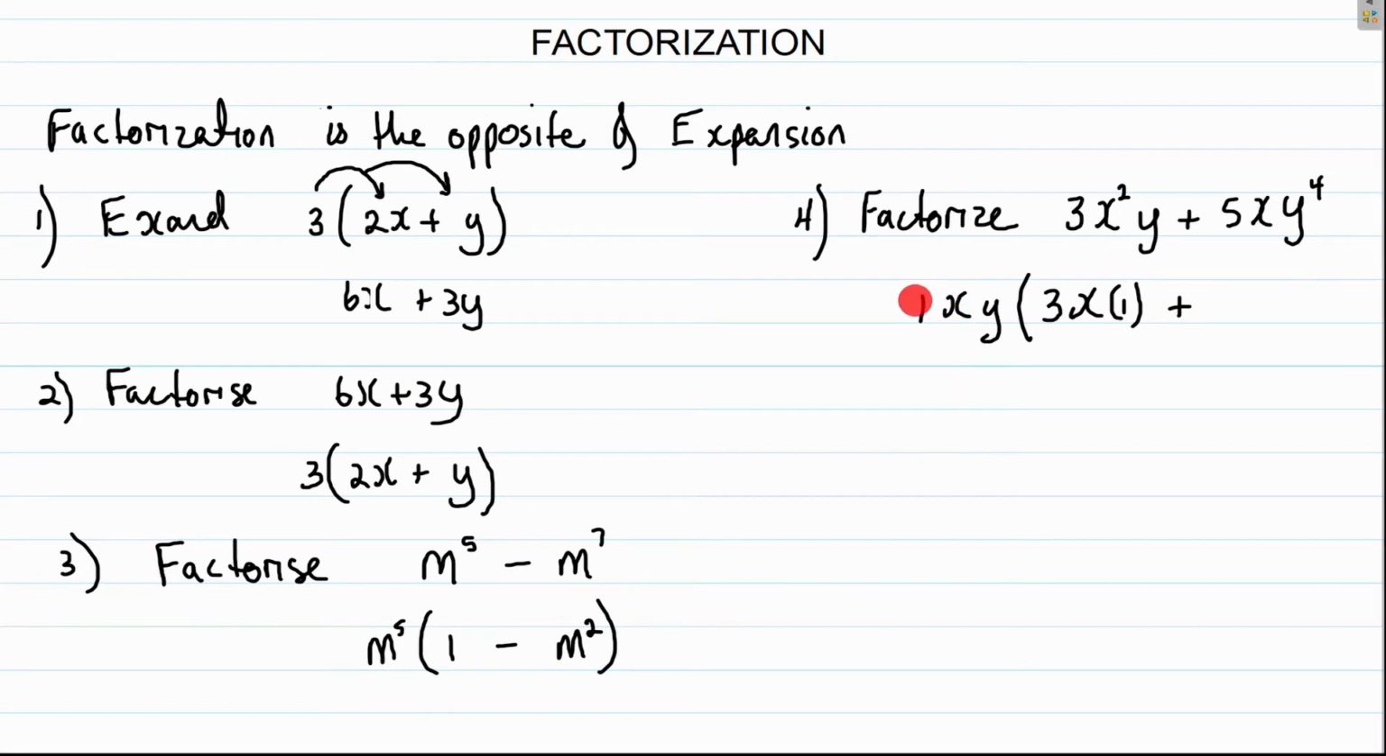Now we're going to divide the 1xy with 5xy to the power 4. So I divide 5 with 1 and get 5. x would cancel and give you 1. And y to the power of 4 will divide with y, and that will give you y to the power of 3.